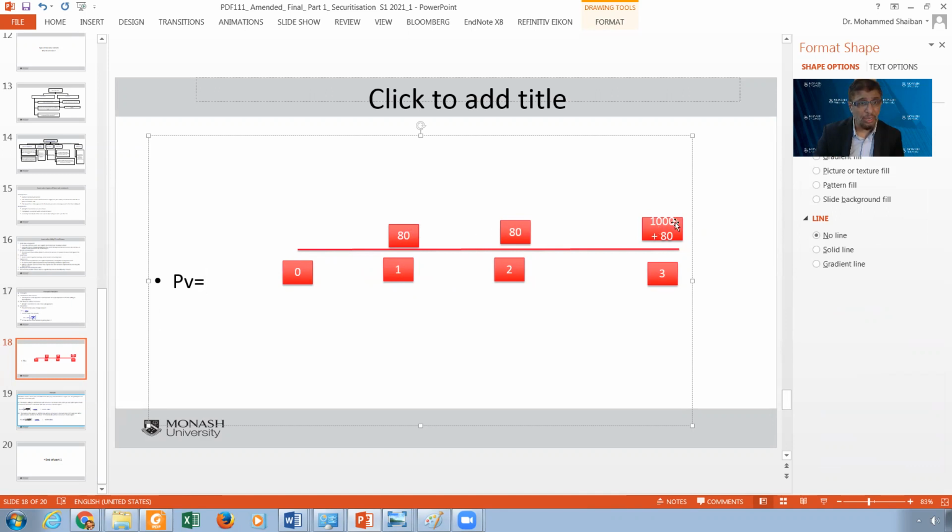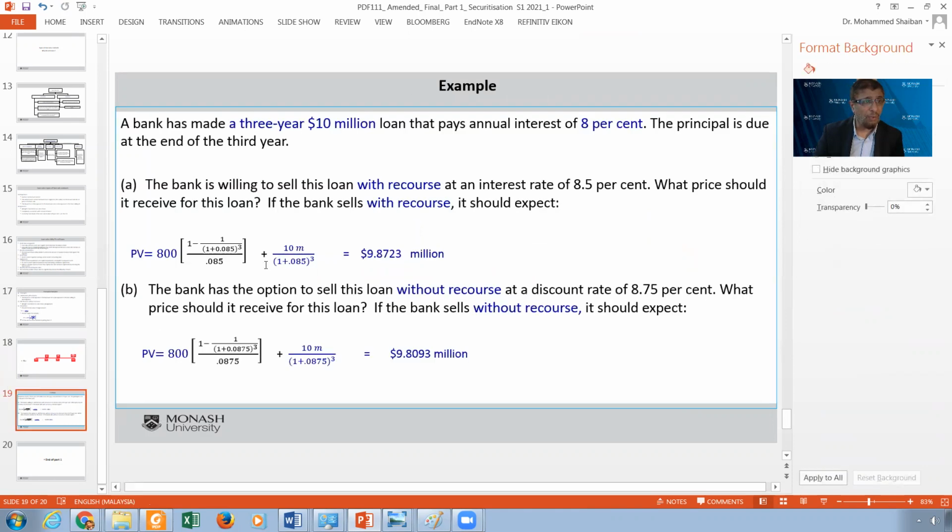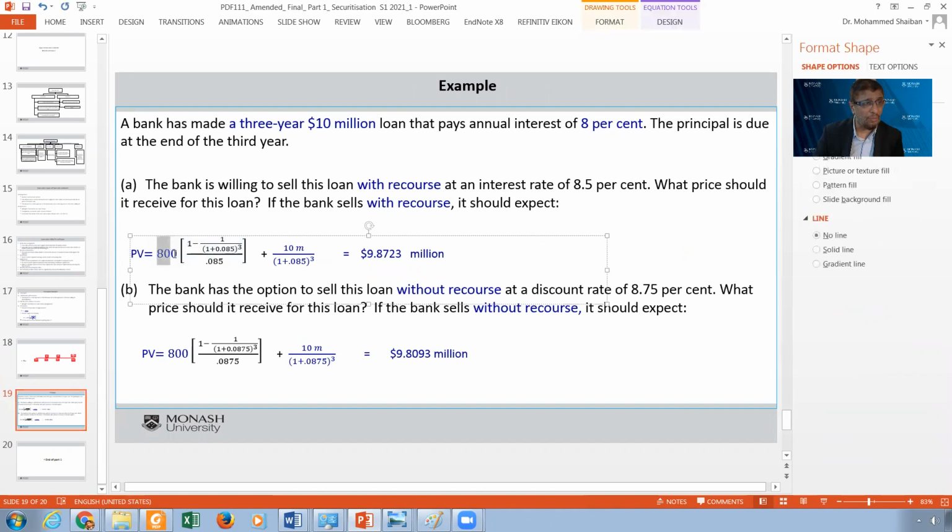We have annuities and we have single amounts. If you look at the problem here, this is the annuity, the 800 million, which is the interest for 3 years, plus the 10 million discounted. And this is the price of the loan that the buyer has to pay to the seller now to get this future cash flow.